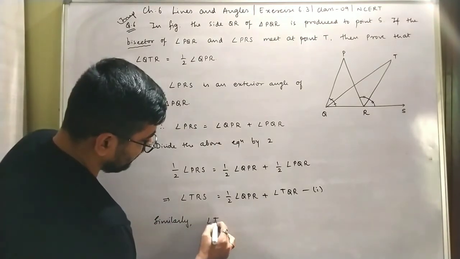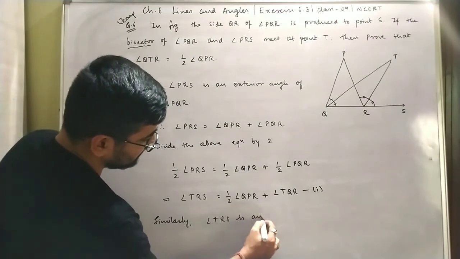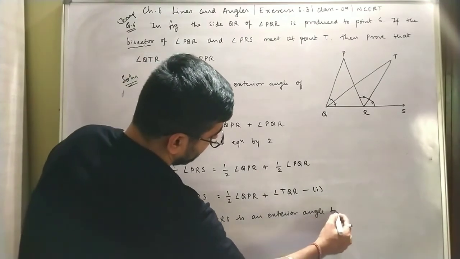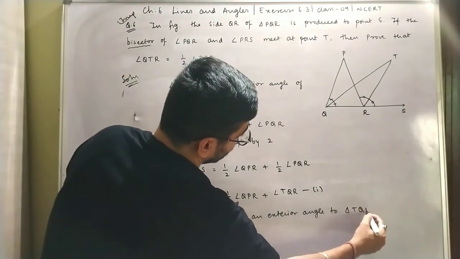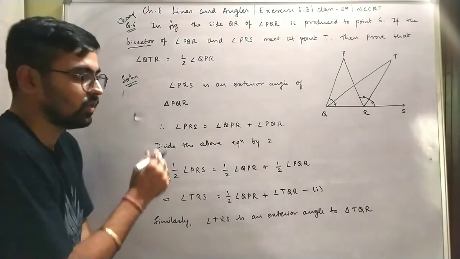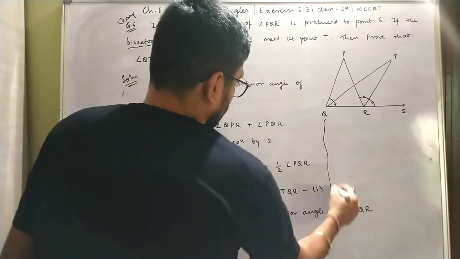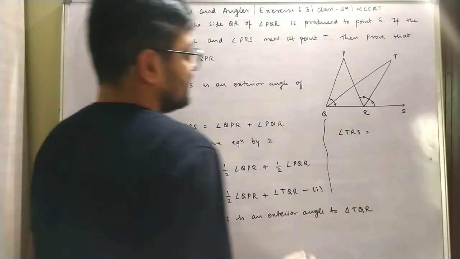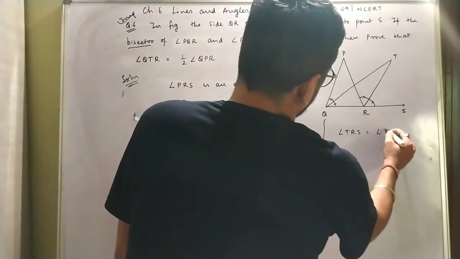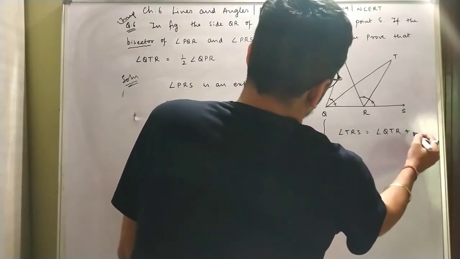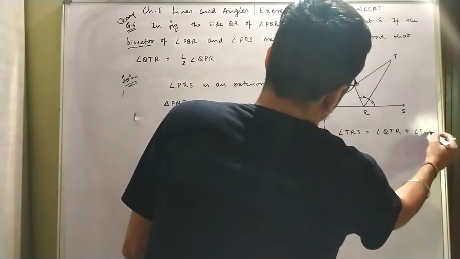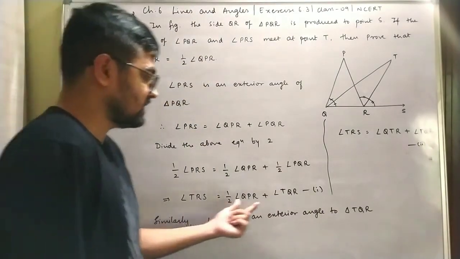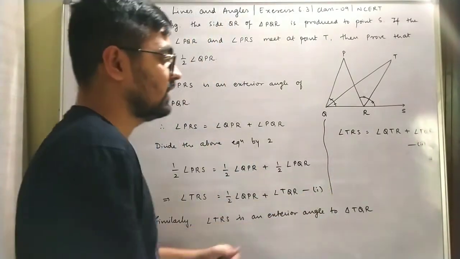Similarly, angle TRS is an exterior angle to triangle TQR. TQR के लिए वो exterior होगा, correct? So let me write over here. हो जाएगा खत्म, don't worry. So I can say angle TRS is equal to angle QTR plus angle TQR, and let me call this equation number 2. Equation number 1, angle TRS equals something. Equation number 2, angle TRS equals something.